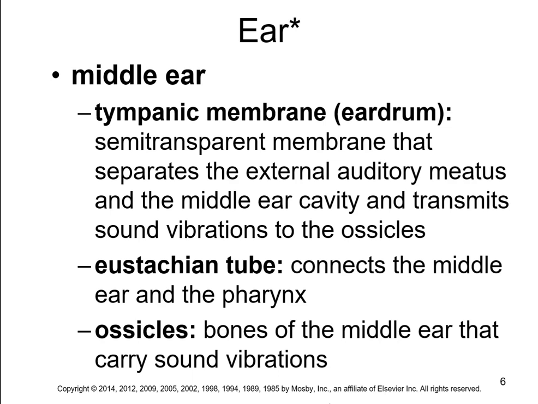So your middle ear has your tympanic membrane. That is the eardrum. That is what is helping to actually transfer those vibrations to the inner ear. And then your eustachian tube, like I said, that connects the ear and the pharynx. So that drainage that you have whenever you're sick, it does extend down into your throat. And if you don't have very good drainage, it can cause you to have infections. And then the ossicles are the bones of the middle ear, and that's what carry the sound vibrations.